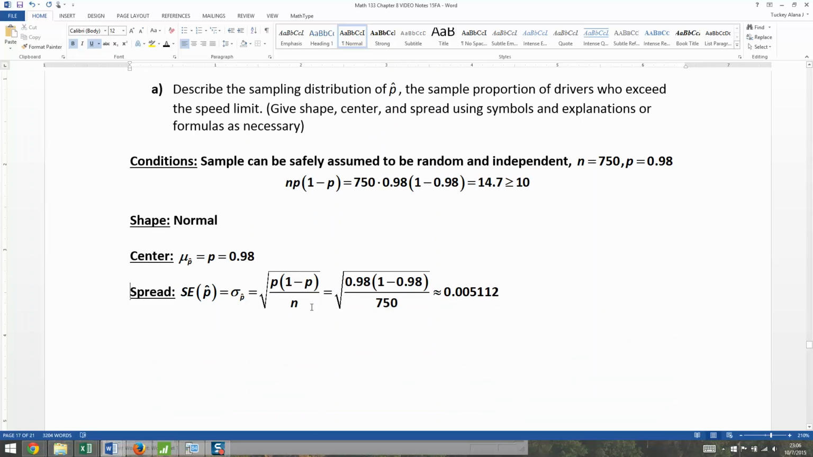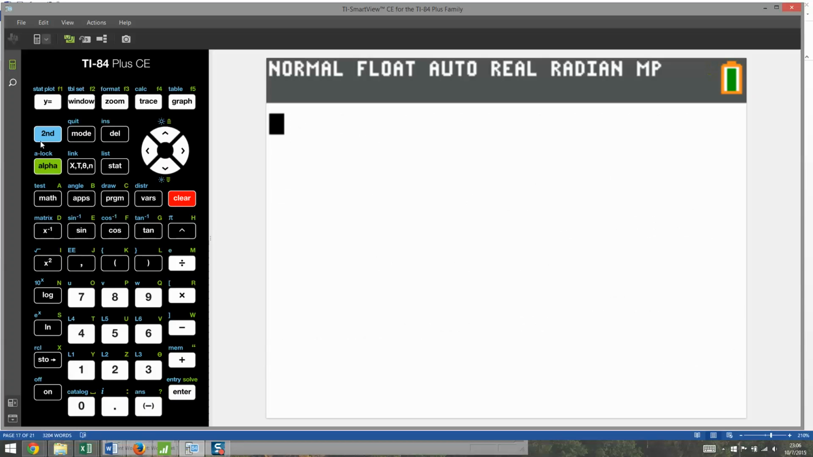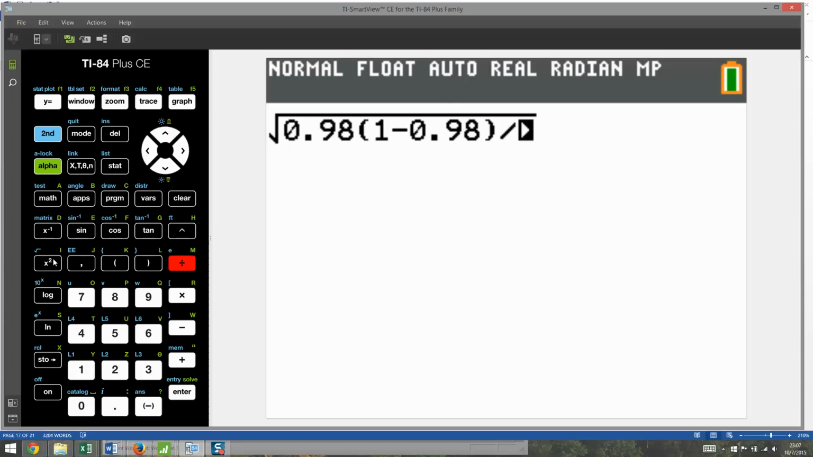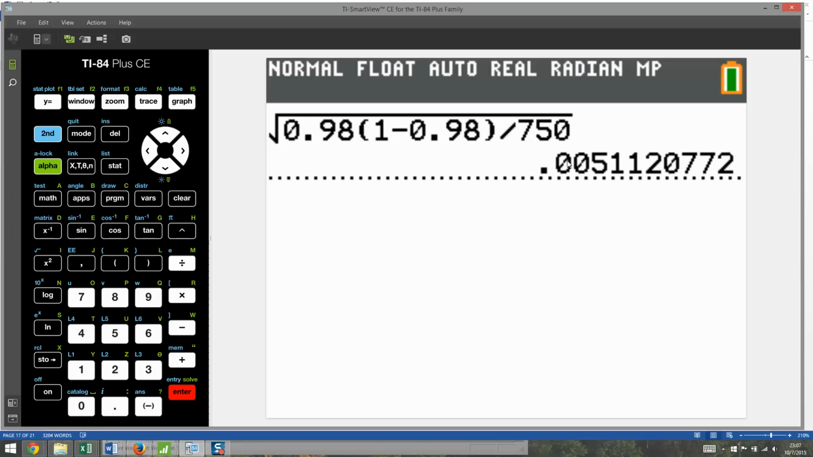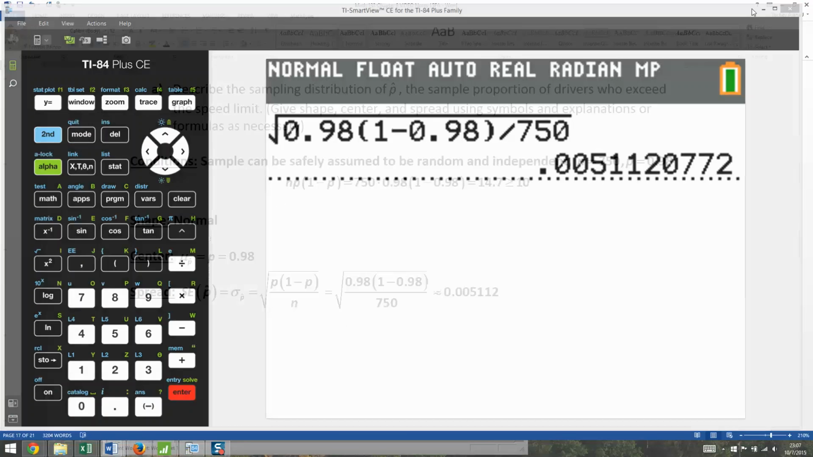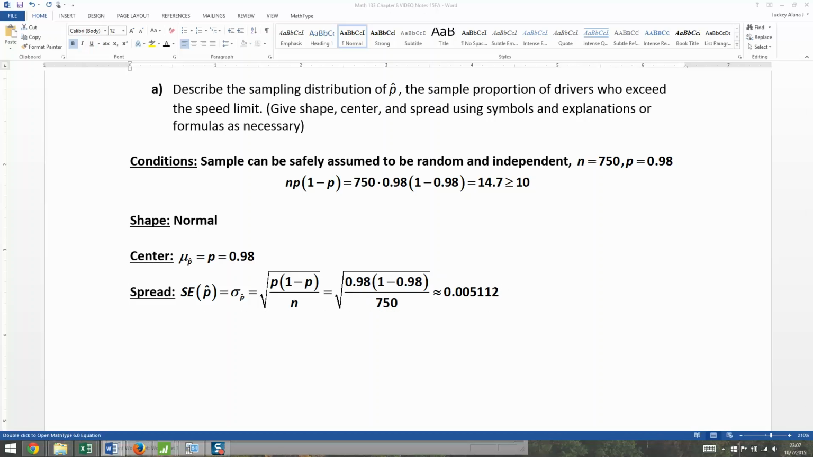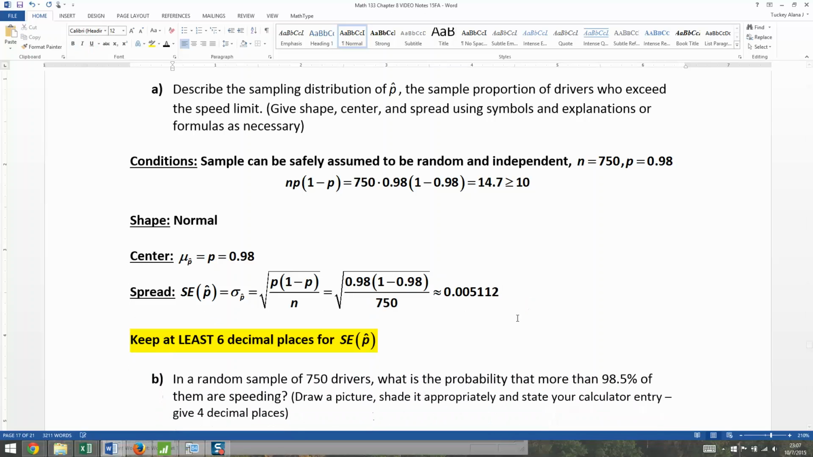So it's sigma p hat, which is the square root of p times 1 minus p, divided by n. I found it to be 0.005, but let me prove it to you again. I want the square root of p, which is 0.98, times, a little times symbol, or you could just do parentheses, 1 minus 0.98, and divide by 750, enter. I get 0.005112. And that's what I wrote right there. Just a little reminder, we want to keep at least 6 decimal places for the standard error of p hat. It's just best for all involved that we keep more accuracy.